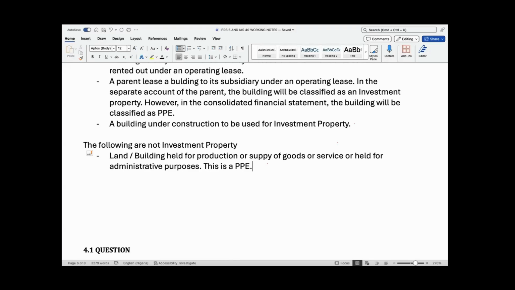It is only investment property if you are renting it out. But by the time you are using it, or probably an organization has a building that is used for its head office, that one is clearly PPE because you are using it for administrative purposes.